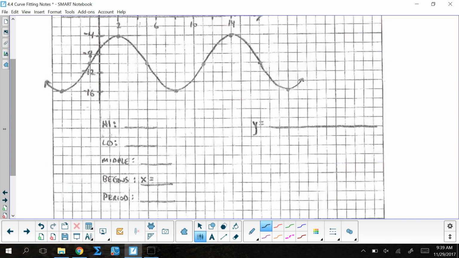Okay, so if I'm going to start with my amplitude, I need to find what my high value is, what my low value is, what my middle is, so I can find the amplitude. Okay, so what is one of them? I'll throw it out there for you. The high is not -1. I like the high value here being -4.